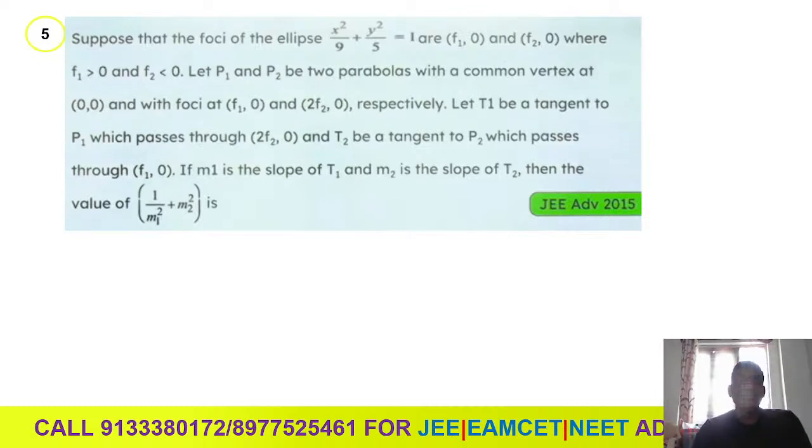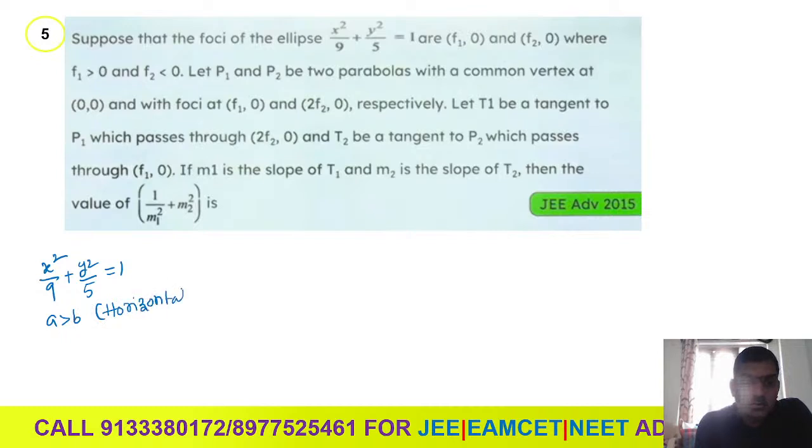Okay, let us see one by one. First, what they have given here: the foci of the ellipse. The ellipse is x square over 9 plus y square over 5 equals 1. So a value is greater than b, which means it is horizontal.